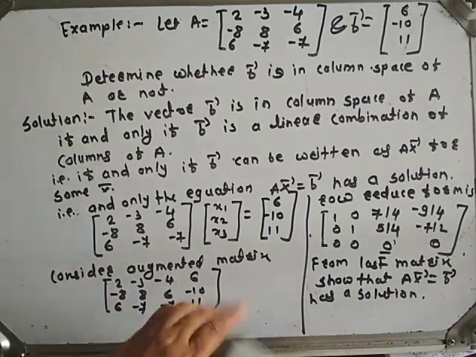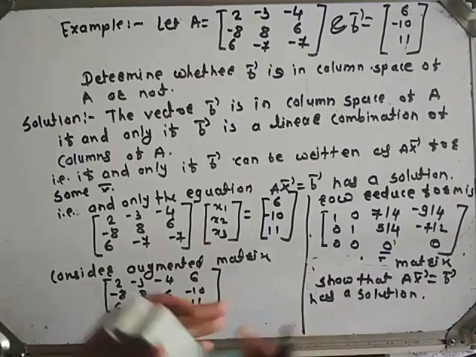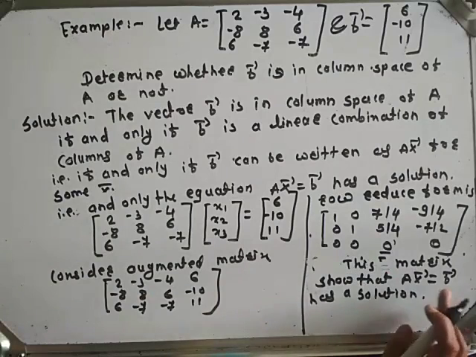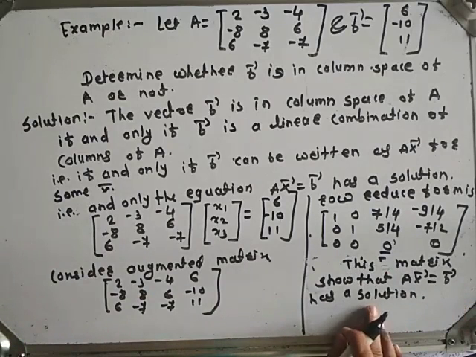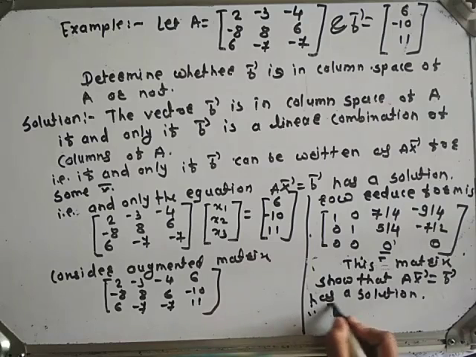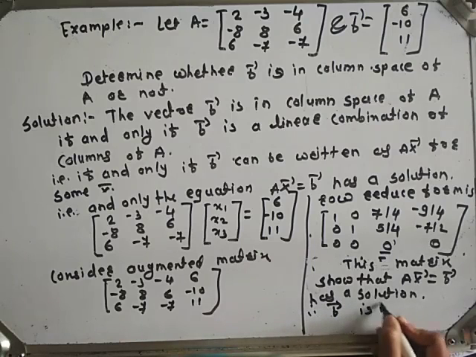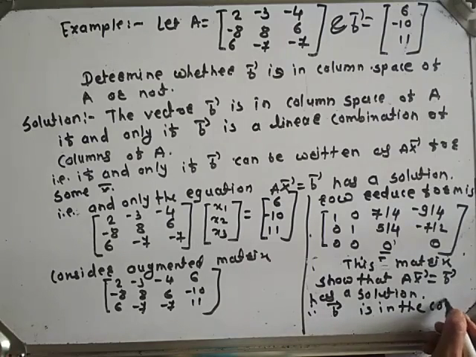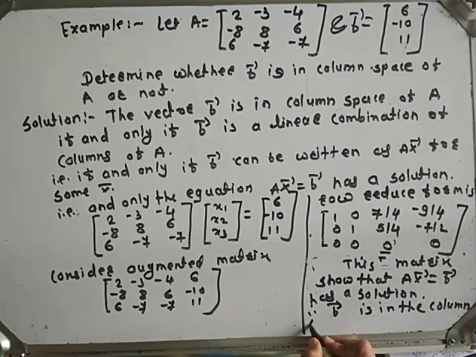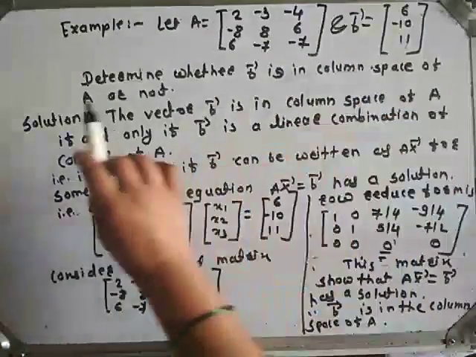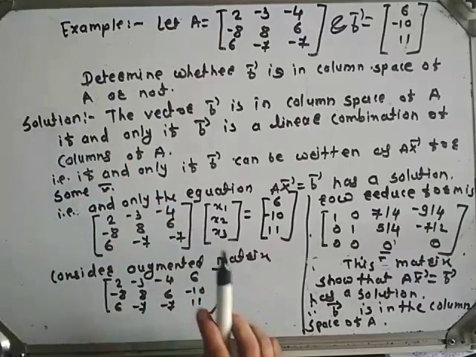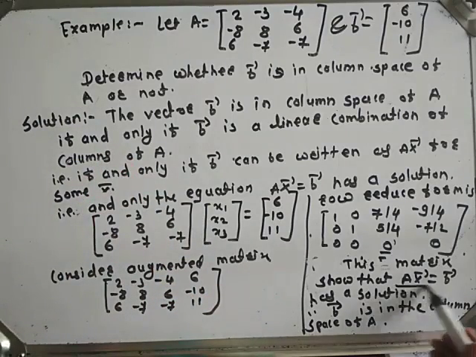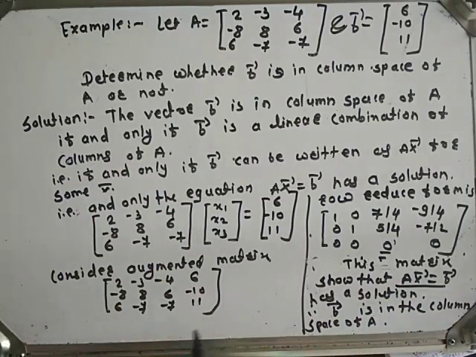Or you can say here this matrix shows that A into x bar is equal to b bar has a solution. Therefore, b bar is in the column space of A. Students, always remember that to show a vector is in the column space of a matrix, we have to show that A into x bar is equal to b bar has a solution. Okay, we will stop here. Thank you.